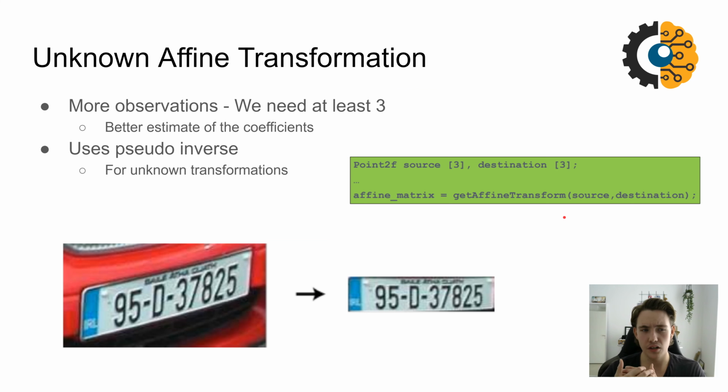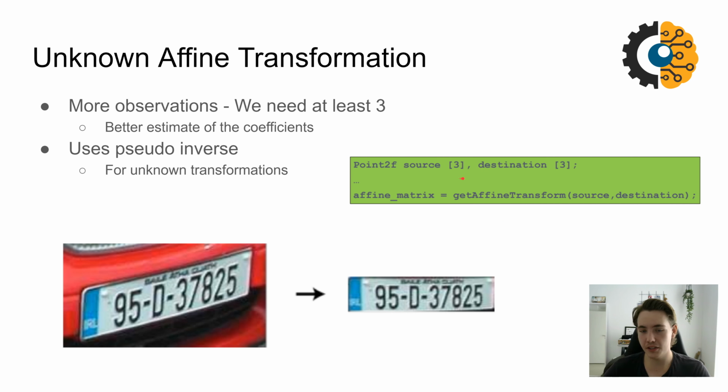We can also have the unknown affine transformation here, which is just a continuation from the last example on the previous slide, where we have some observations that we give to the algorithm or function, and we need at least 3. So we could give three points in the image, or we can give more points. Then this unknown affine transformation uses the pseudo inverse. If we have the known transformation, where we already know the transformation, we can just use the original inverse of our transformation matrix.